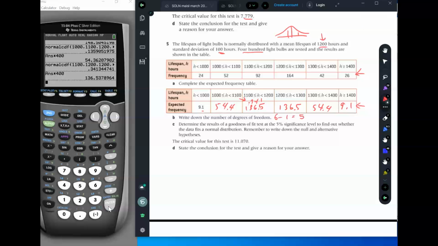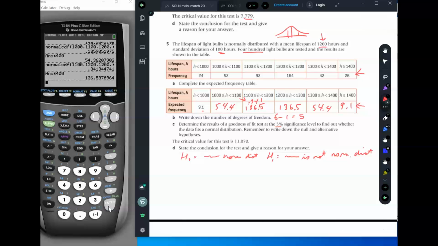Part C, determine the results of the goodness of fit test at a 5% significance level to find out whether the data fits a normal distribution. Remember to write down the null and alternative hypothesis. The null hypothesis is that the lifespan of light bulbs is normally distributed. Okay? And then the alternative hypothesis is that the lifespan of light bulbs is not normally distributed. Okay? So we're done with that.